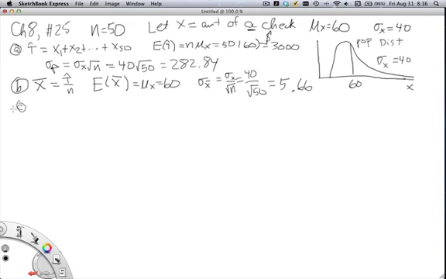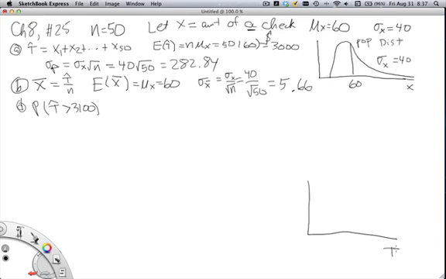Part D, find the probability that the total of all 50 checks is more than $3,100, assuming that you can use the CLT. All right, so let's make this part D. And what we're asked to find is the probability that T hat is greater than 3,100. Well, let's go draw this over to the left here for a second. I'm going to put it down here.